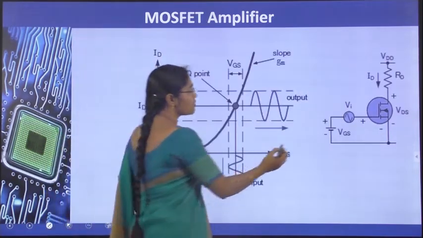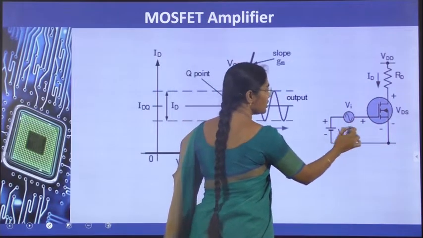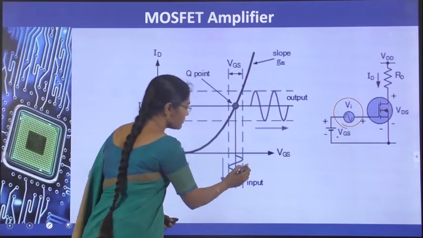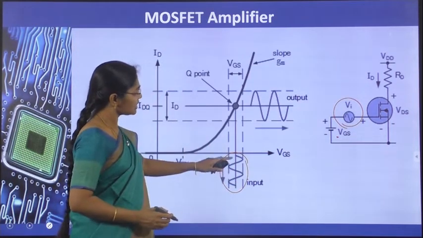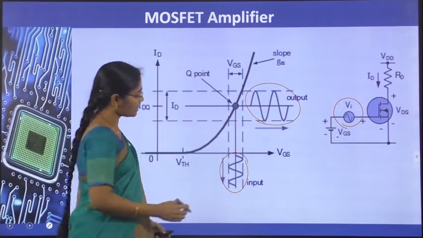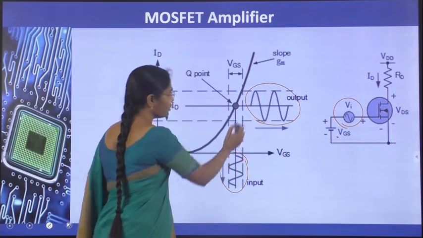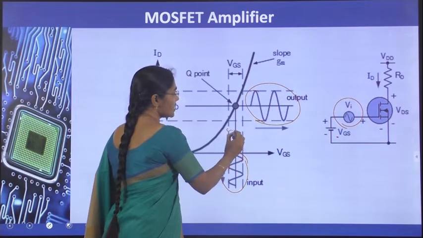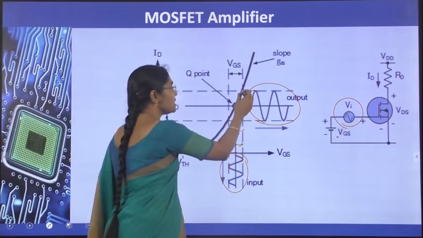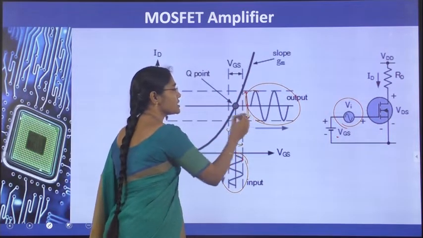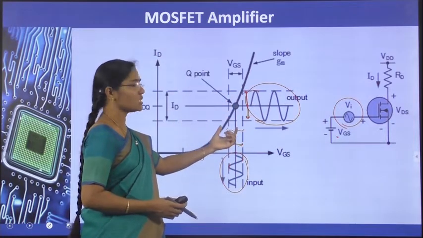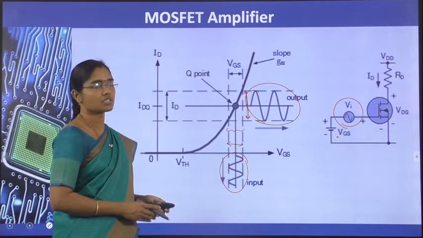Along with this VGS, to make it switch on, the input signal Vi is connected. That Vi signal is amplified here, and this is the output signal. Observe the magnitude of the input value and the output value: the change in this VGS, and the change in the output current is this much. So the output change is higher when compared to the input change, and this is called the amplification part.